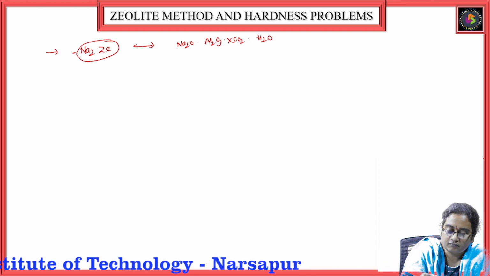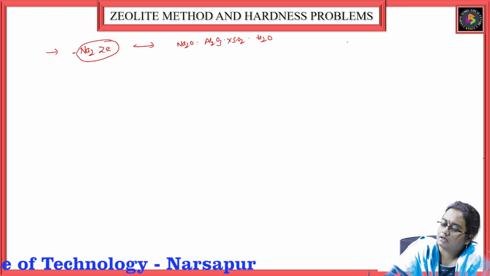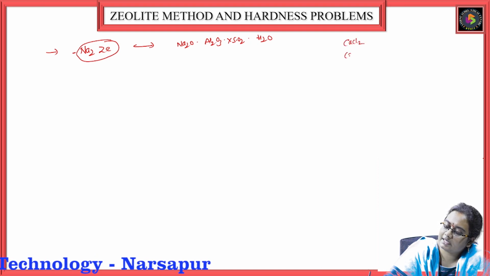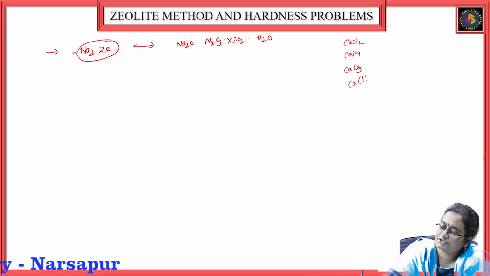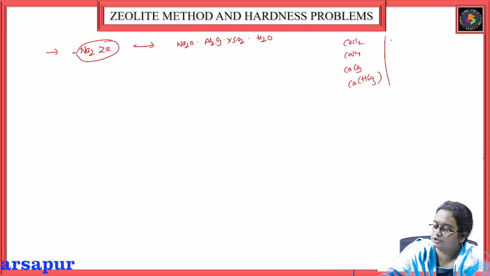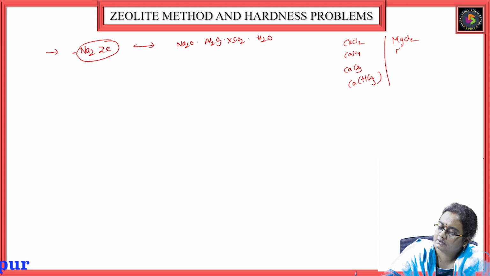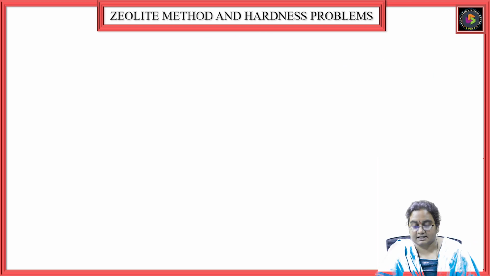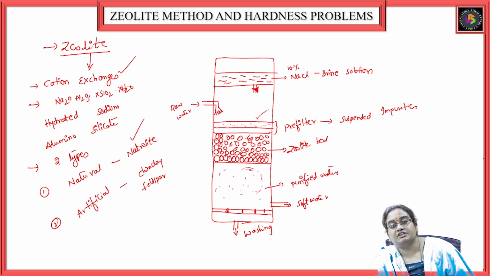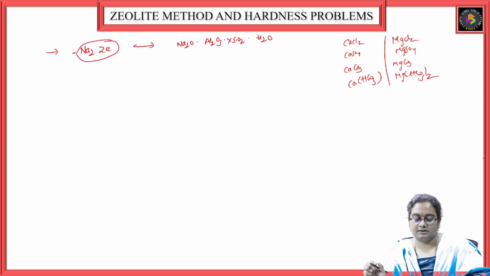What is happening here? Now water consists of calcium chloride, calcium sulfate, calcium carbonate, calcium bicarbonate. It also consists of magnesium chloride, magnesium sulfate, magnesium carbonate, magnesium bicarbonate. It consists of all these salts. Whenever the water is passing through this chamber, what is happening here? So here the zeolite is reacting with the hardness causing salts. Then what is happening here? Just have a look.